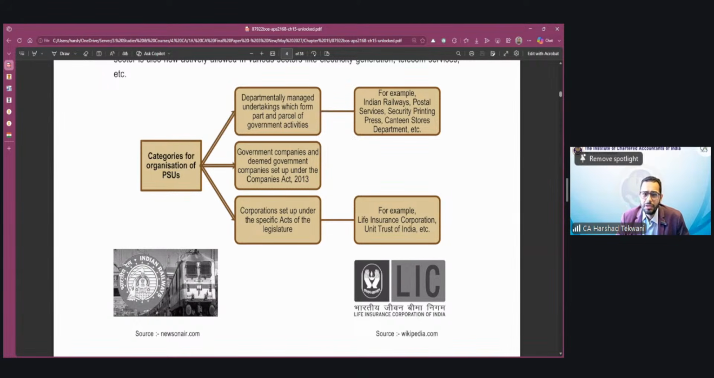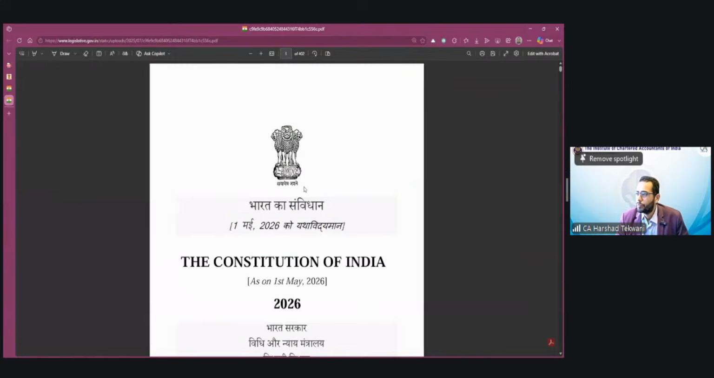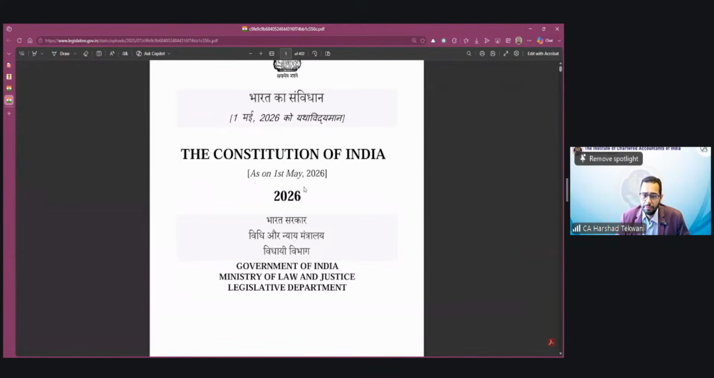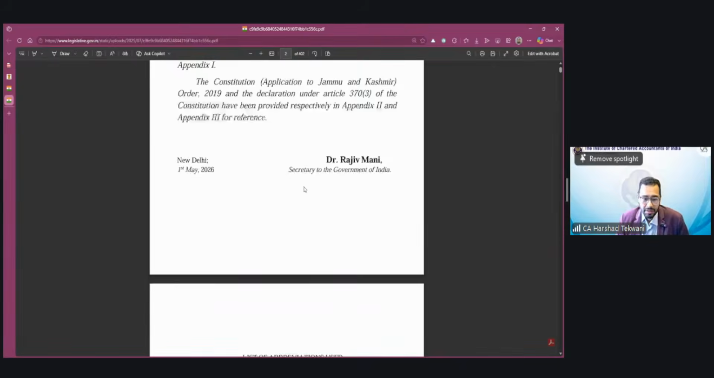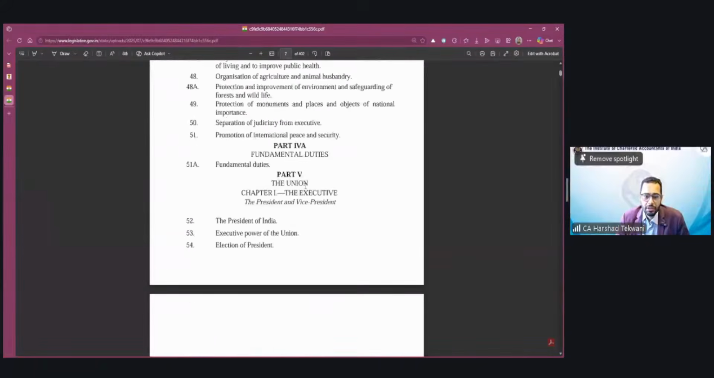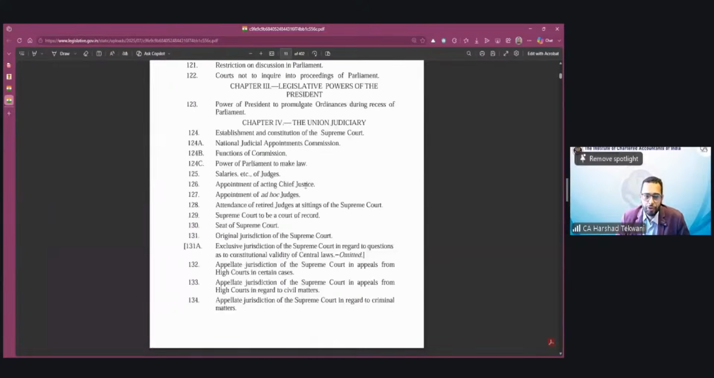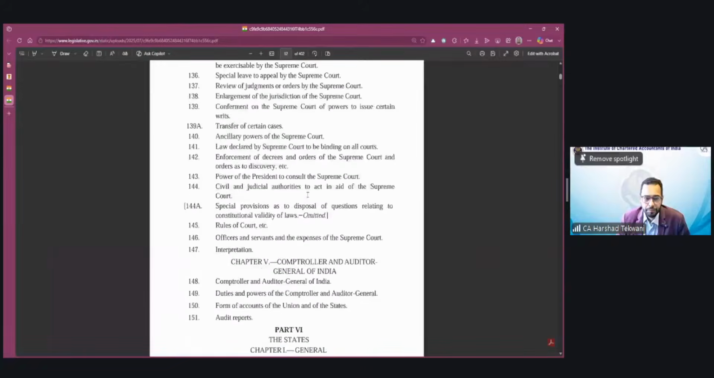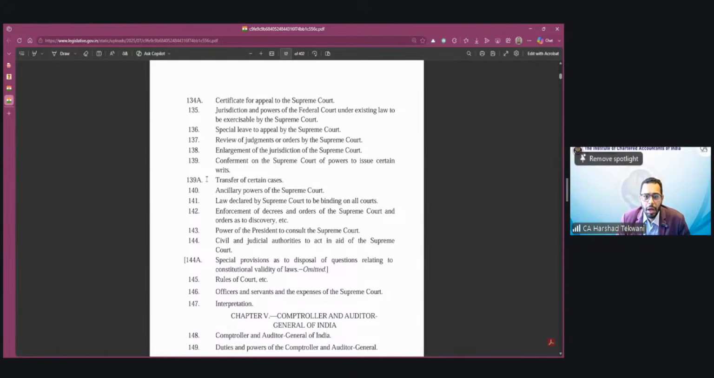Yes, no? Under the Constitution, CAG Act. Let's see this particular part under the Constitution. So this is the Constitution of India, updated as on 1st May 2026. Okay, now we will go through certain clauses or certain provisions of this Constitution, and we will understand that. Let's understand from certain provisions of the Constitution.